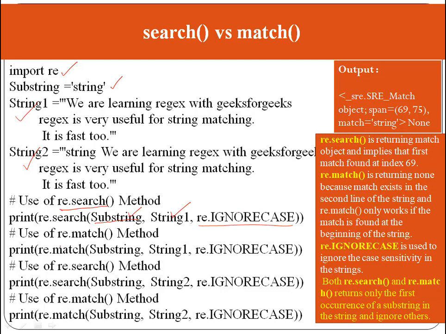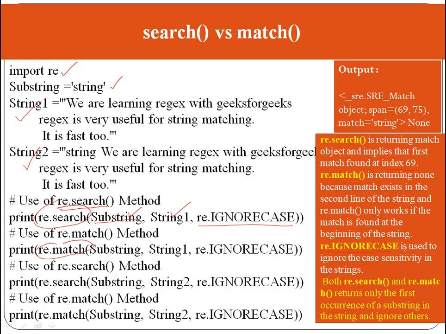So here we are using re.match. Here we have used re.search, right? You can see re.search is returning a match object, which implies that the first match was found at index 69. re.match is returning None because the match exists in the second line of the string, and re.match only works if the match is found at the beginning of the string. As it is a multi-line string, it is not able to find it.